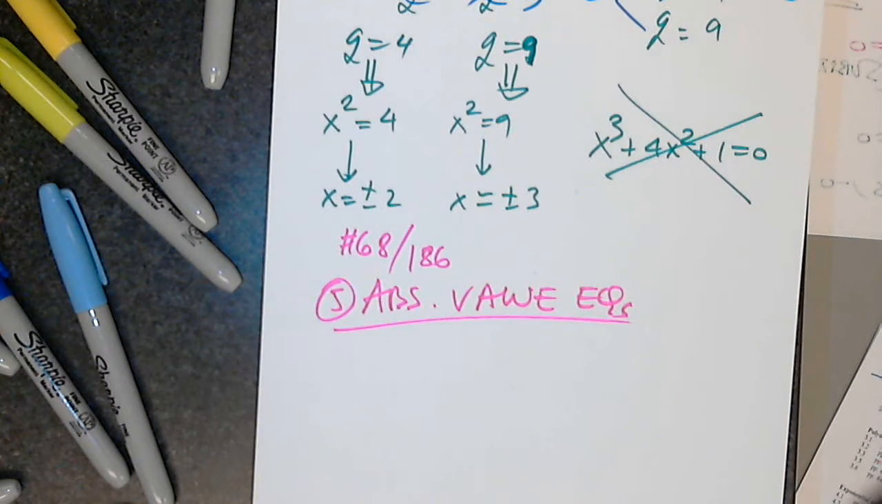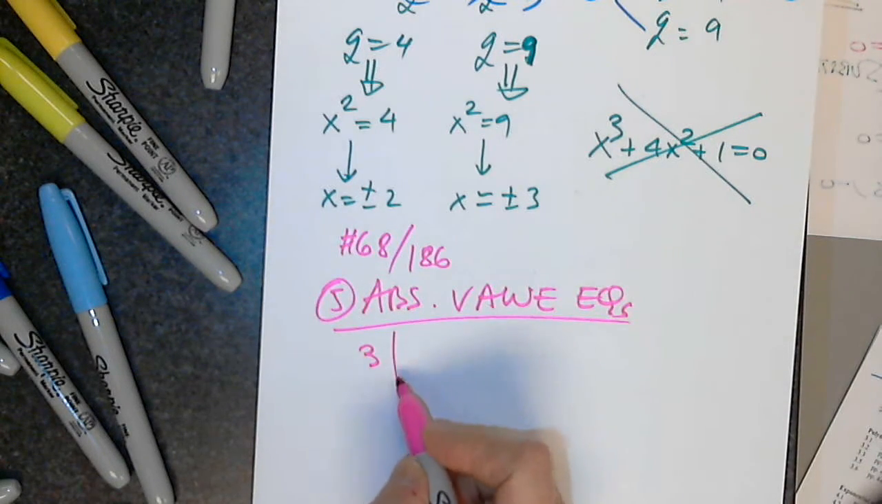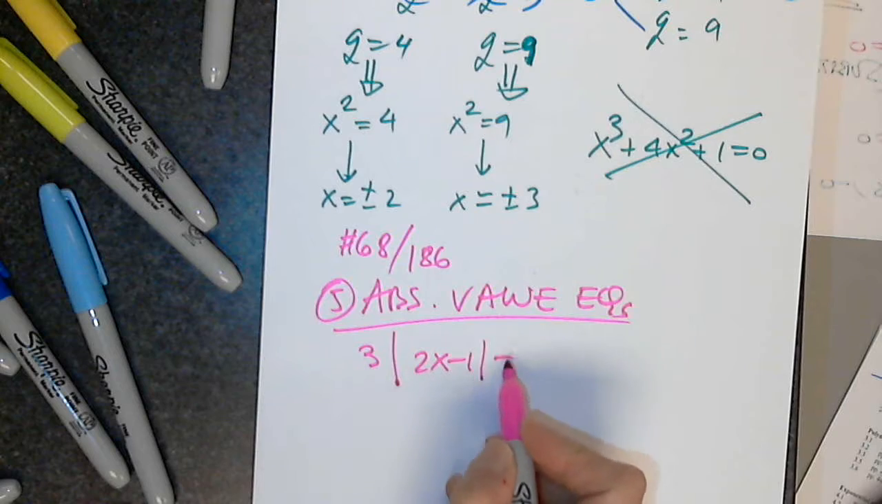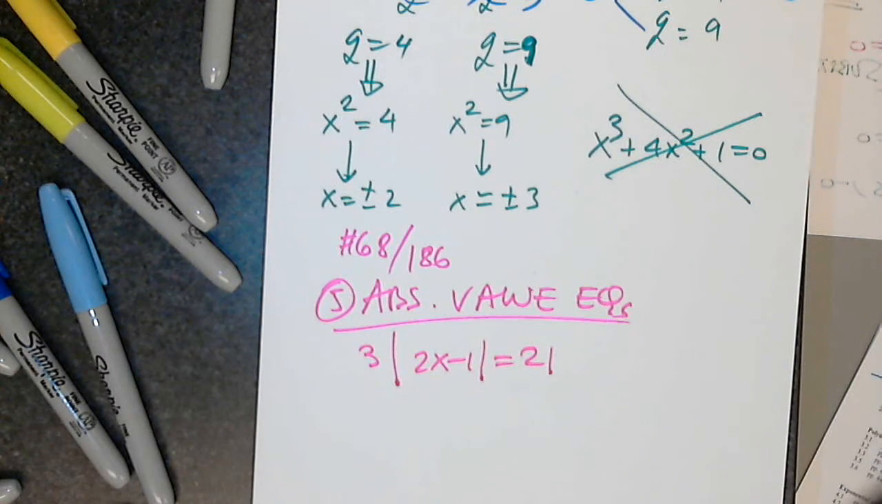And then we have one more type after that. So you said 68. 3 times the absolute value of 2x minus 1 equals 21. Okay.